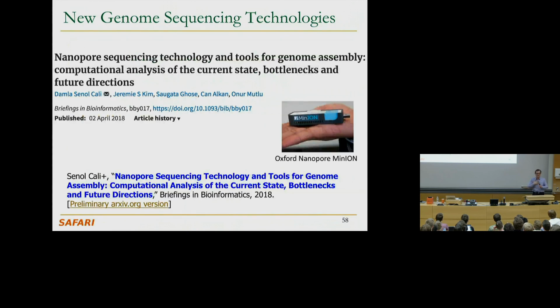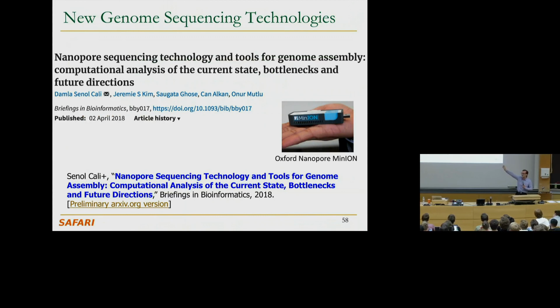This is also something close to my heart. We've been working on bioinformatics for some time. And these devices, has anyone seen these devices? These are nanopore sequencing devices. No one? Okay, good. Okay, there's one person.